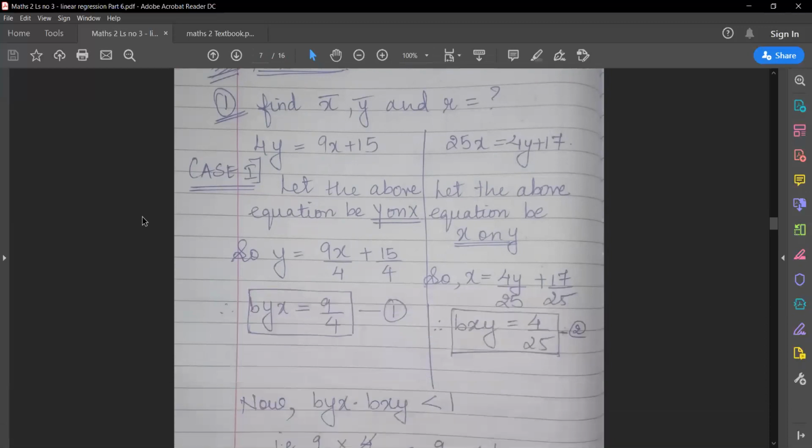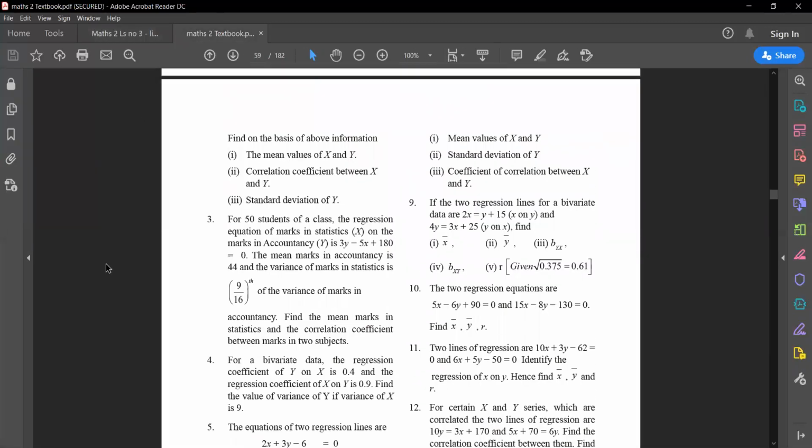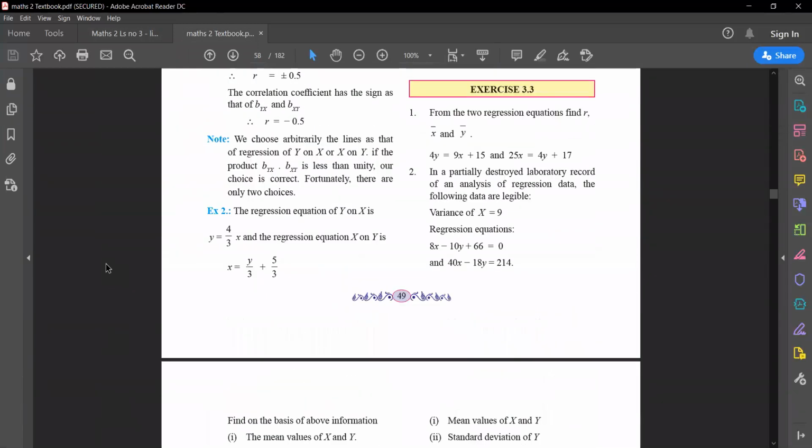We have finished sum number 8 and sum number 9. Now we are starting with the first sum. Now you will see what the changes are and why we started off with these sums. Okay. So coming to the first sum, exercise 3.3.